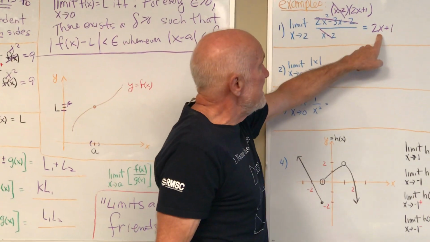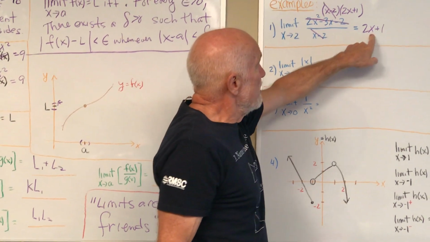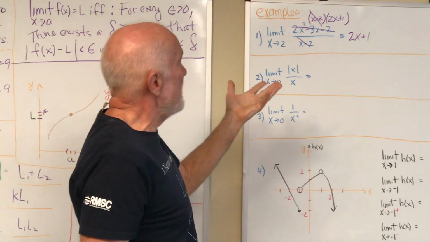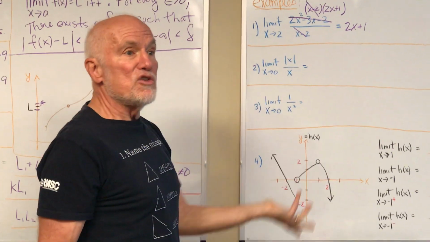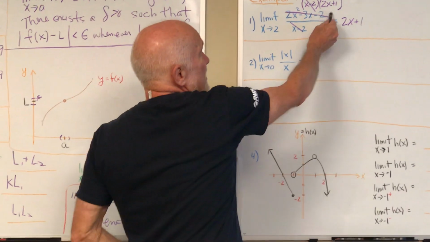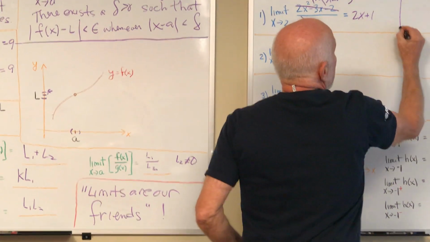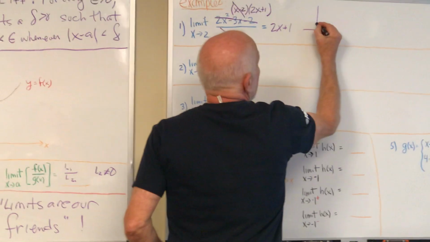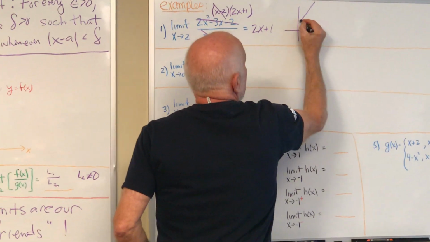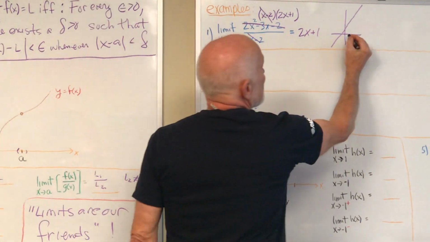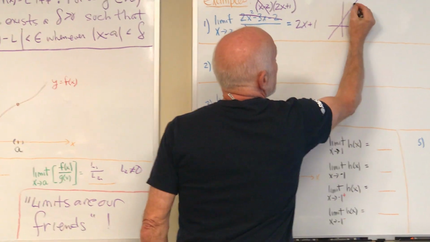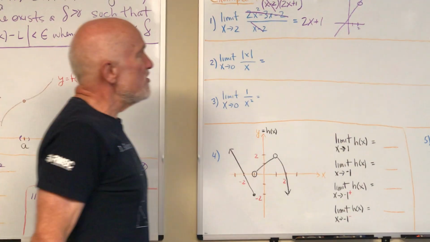This straight line has no holes in it. You can put any value of x into it, where we know this function you can't. So really, this complicated function is just like the function y equals 2x plus 1, except that at x equals 2, there's a little hole there.